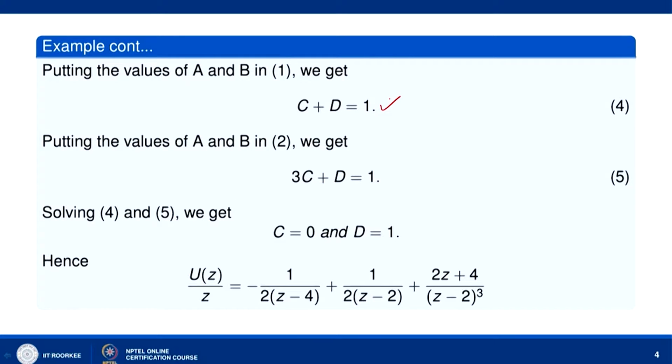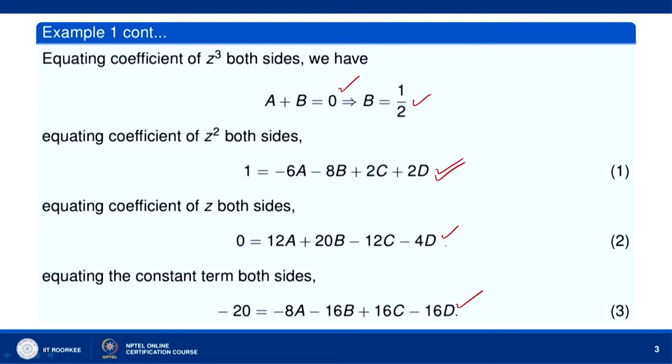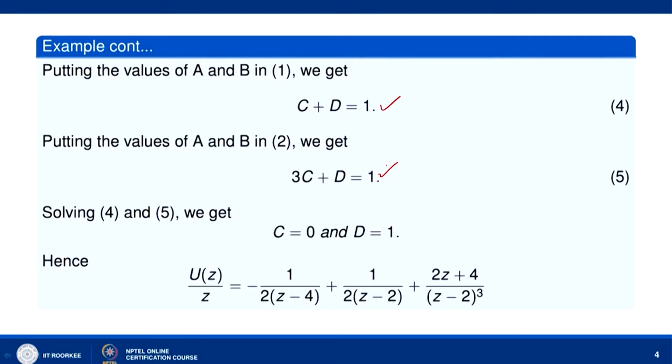Similarly, let us put the values of a and b in equation 2. In this equation, we get the relation between c and d as 3c plus d equal to 1. Now, this equation is c plus d equal to 1, and this is 3c plus d equal to 1. So from these 2 equations, it turns out that c is equal to 0 and d is equal to 1, and thus we get the value of U(z)/z.